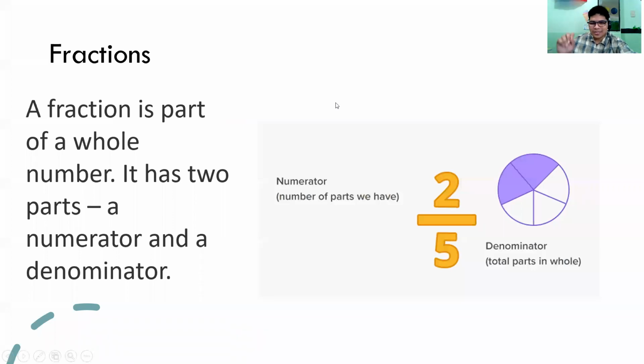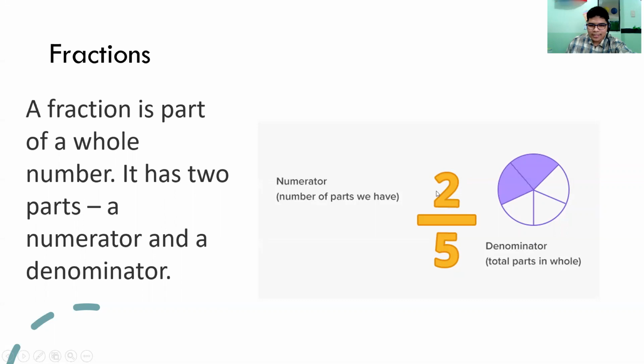Alright. So, simulan natin. What are fractions? Review. A fraction is a part of a whole number. It has two parts, a numerator and a denominator. Numerator is here, the number of parts we have. And the denominator is the total parts in a whole.